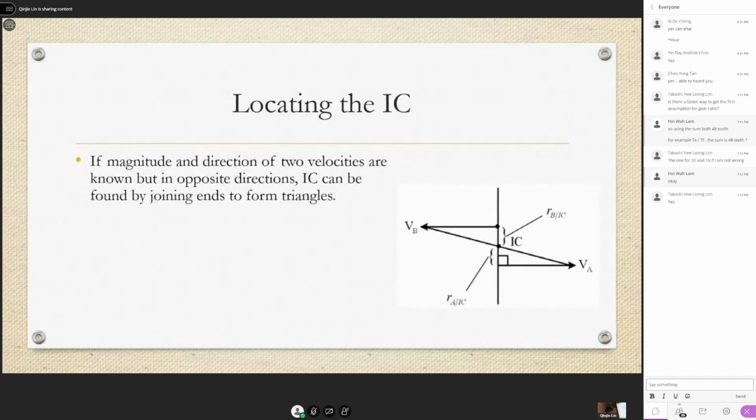Then next, if magnitude and direction of two velocities are known but in opposite directions, for example like this, point A is moving to the right, and it's known, that's why the length you can draw it out as a vector. Then B is going in the opposite direction. Then the IC can be found by joining ends to form triangles. So imagine they are vectors and you draw them to scale. If you draw one end to join to the other end, wherever the intersection is at the middle, that will be the IC.